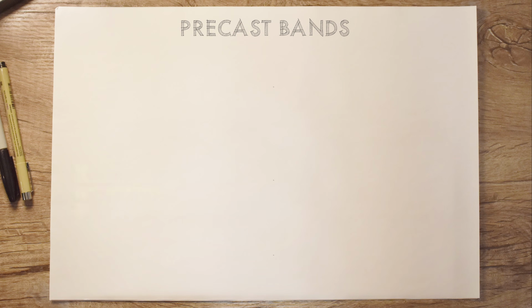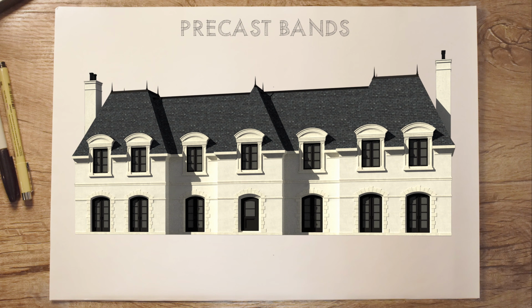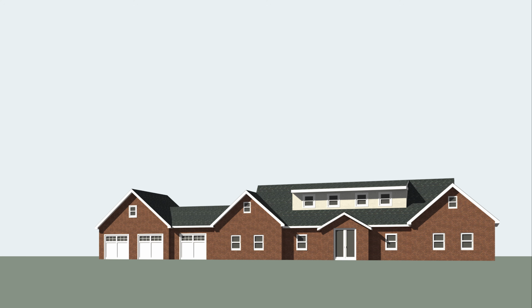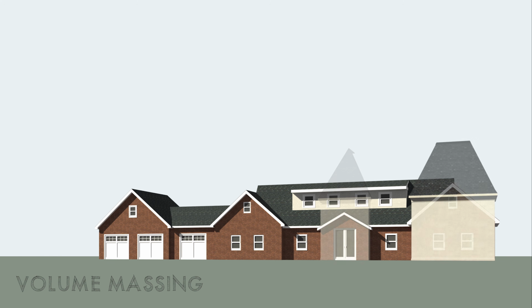So I usually use precast bands to break up the facade. Without these bands, there'll be a lot of surface area of one material, and these bands help break that up. And here's an animation of the renovation over the existing house.